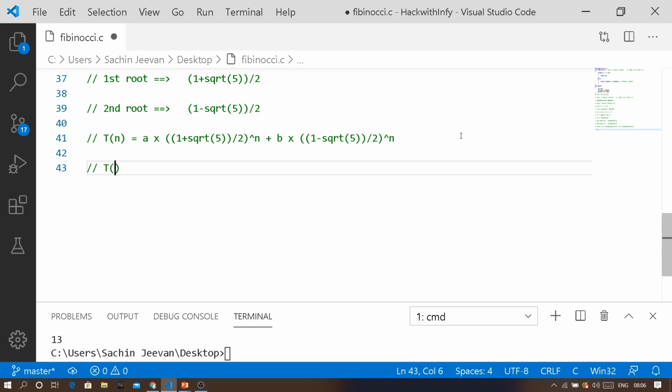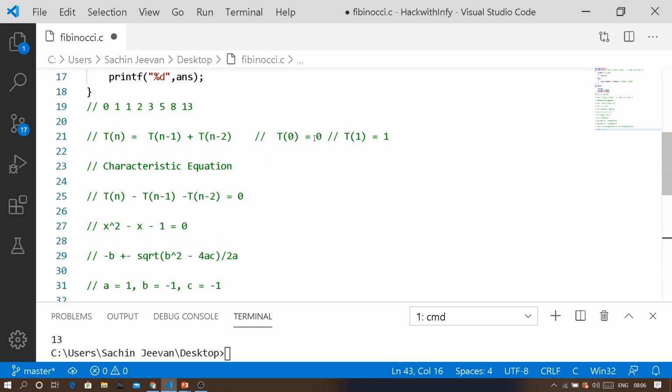If the n value is substituted as 0, then t of 0 is equal to a multiplied by ((1 plus square root of 5) divided by 2), the whole power n. What is n now? n is taken as 0. So we already know anything power 0 will be 1. So 1 multiplied by a will be equal to a, plus b multiplied by, again, ((1 minus square root of 5) divided by 2), the whole power n. What is the n value now? 0. So anything power 0 will be 1. So plus b multiplied by 1, which is equal to b. So a plus b equal to t of 0.